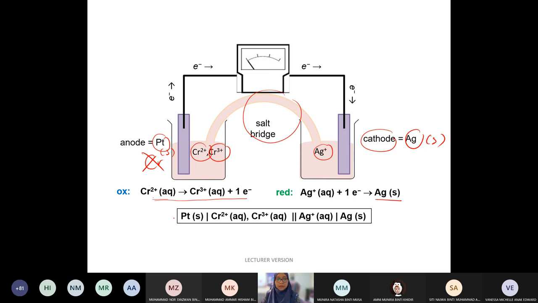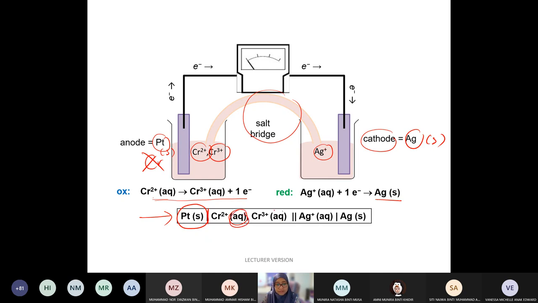Okay, alright. And then this is a cell notation. This is how it should look like for your cell notation. Okay, ikut cell notation yang IUPAC dah bagi tadi, kena start from the electrode. Okay, turn out electrode kita adalah inert electrode. Okay, so since dekat sini inert electrode, and then sini kita pakai single line. Okay, baru kita start dengan ion yang involved in the oxidation. Sebab ini inert electrode tak terlibat, dia just sebagai electrode. So Cr2+ in aqueous state will be oxidized into Cr3+, which is also in aqueous state.